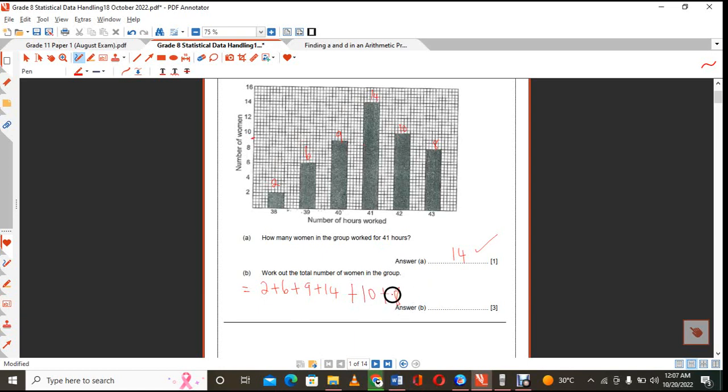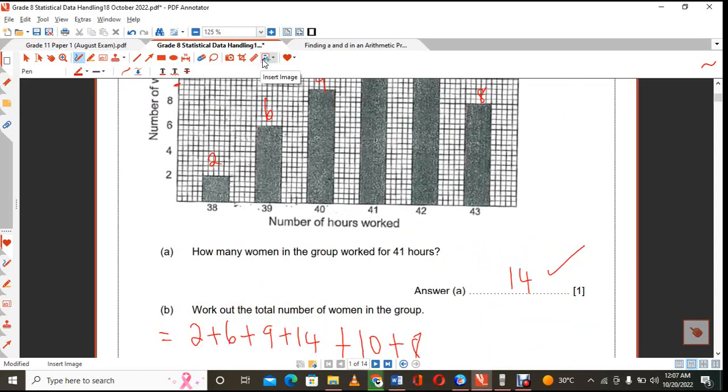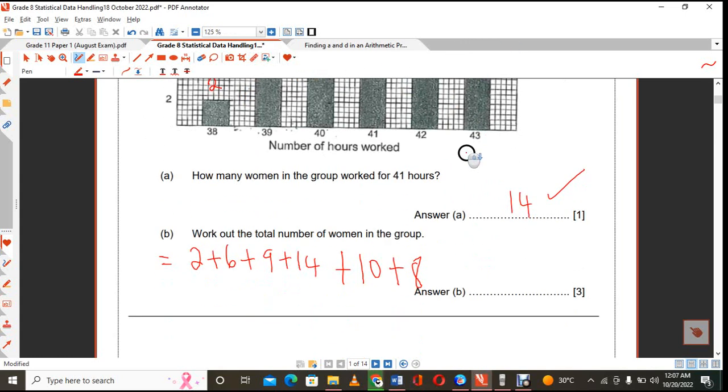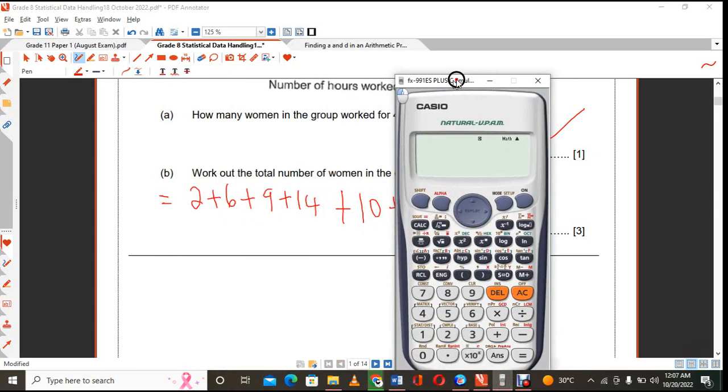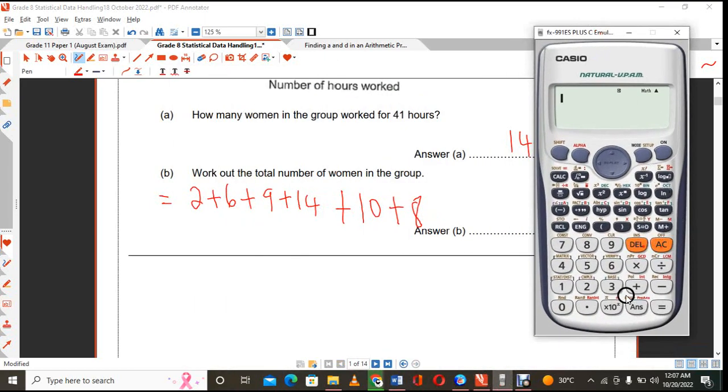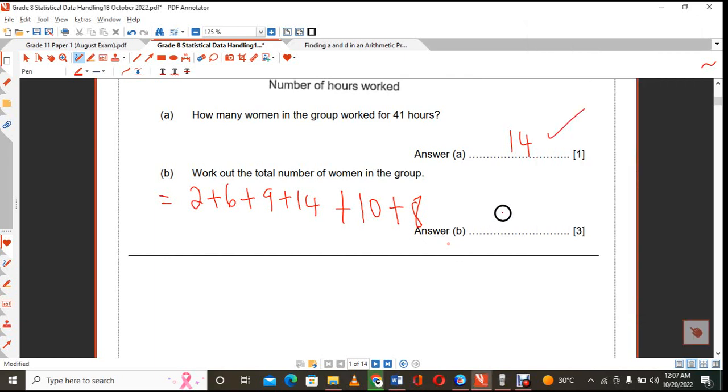Of course, I allowed the learners to use a calculator for this test. So you can also add to make sure that you don't get the wrong answer. If you punch them in, you'll get 2 plus 6, which is 8, plus 9, plus 14, plus 10, plus 8. That gives you 49. So 49 women in total, and that is the answer I was looking for.